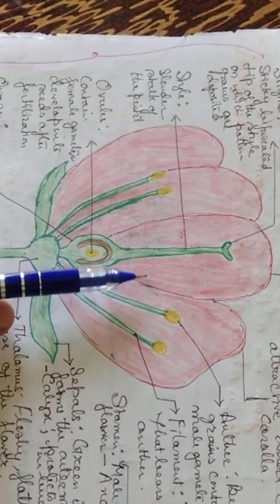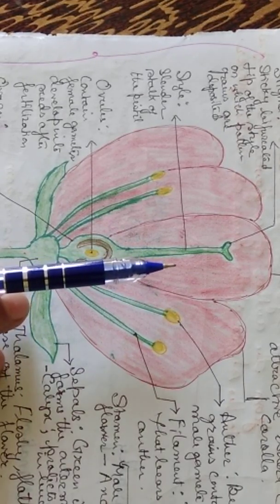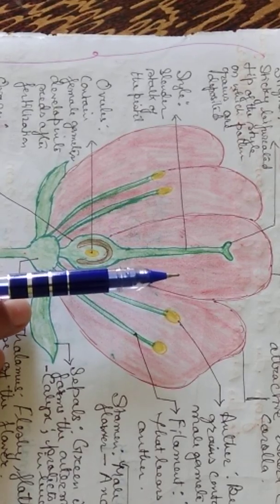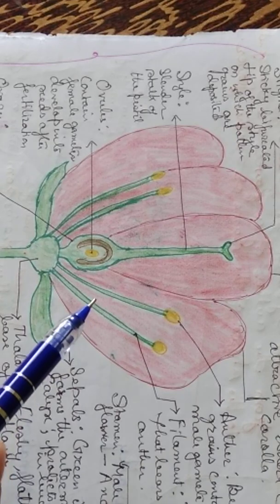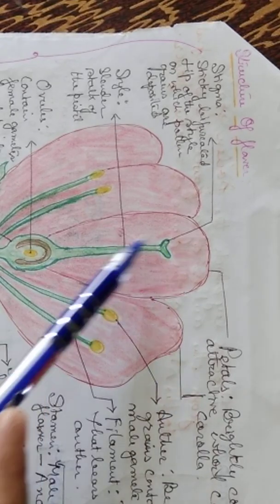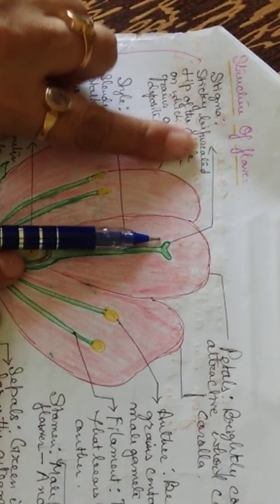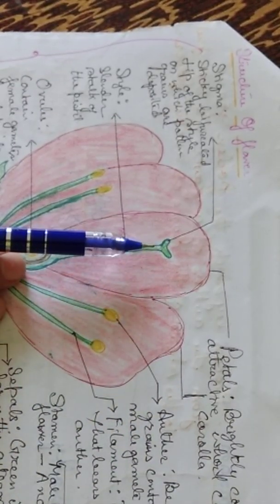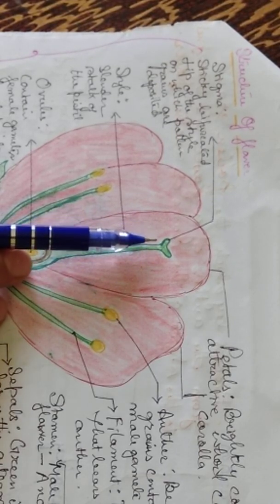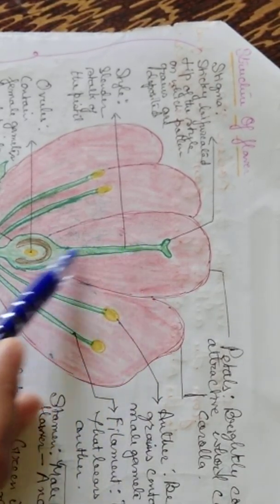Next, the last and innermost whorl is the gynoecium or pistil. It is the female part of the flower. It contains the female gamete. It has three portions: stigma, style, and ovary. The stigma is the sticky, bifurcated tip of the style on which the pollen grains are deposited. And the style is the slender stalk of the pistil.